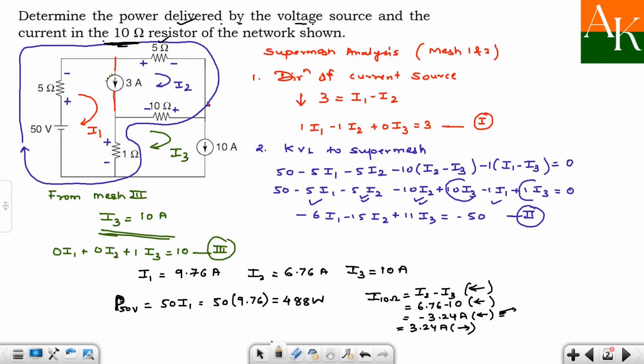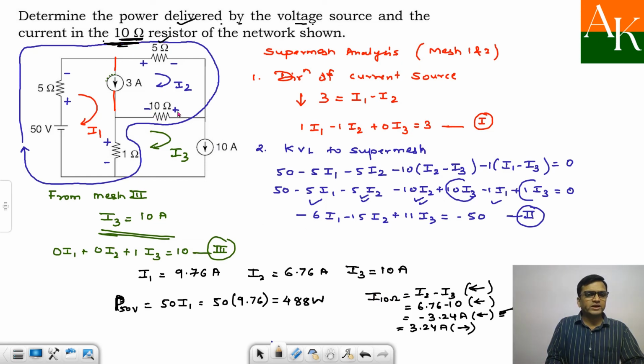So both the things we have calculated. Be careful about the current through this resistance. We do not look at this polarity. So that is all about this numerical on supermesh. Thank you.